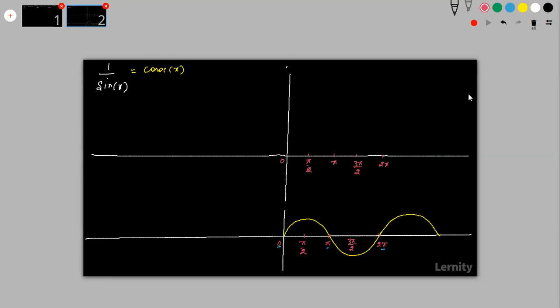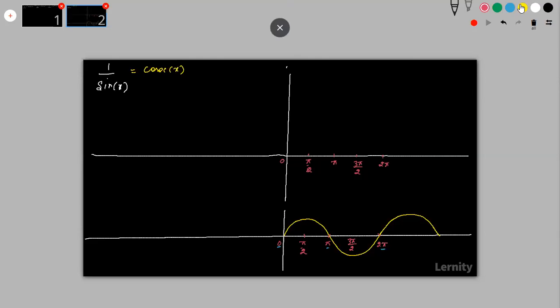Now what happens is that we have seen that at 0, pi and 2 pi, 1 by 0 will give you undefined values. All these things will give you undefined values, so we will not look at these values first.